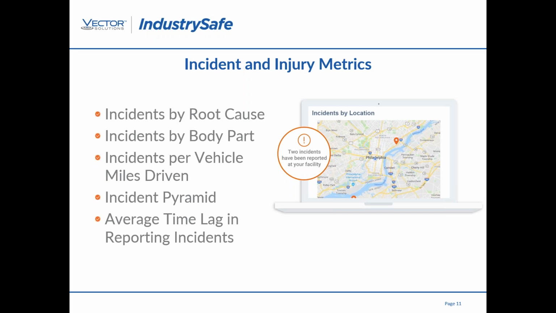Some other incident and injury metrics that we see our clients keep track of: one is incidents by root cause, and this becomes particularly important when looking at how you might tailor your training to reduce your injury and illness. Incidents by body part, if they have a vehicle fleet, incidents by vehicle mile driven, the incident pyramid, which is this idea that you have minor incidents or near misses at the bottom and hopefully less and less severe incidents as you go up the pyramid. And the idea is that sometimes looking at that data, maybe it's not quite a severe incident, but still looking at that data can help you tailor your training and prevent incidents.